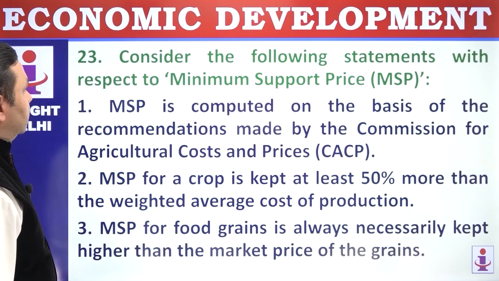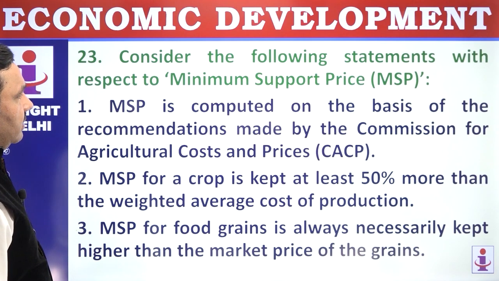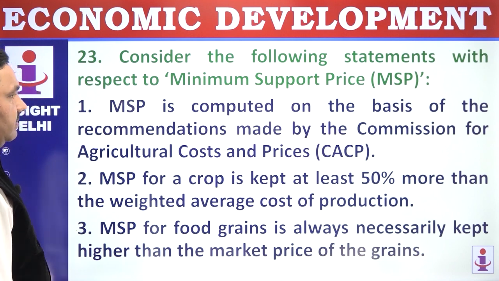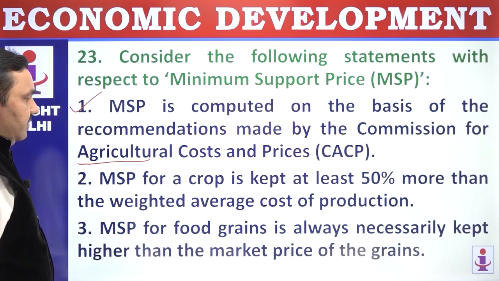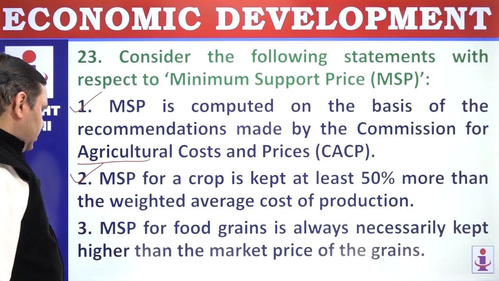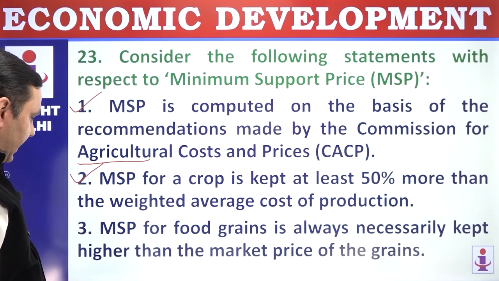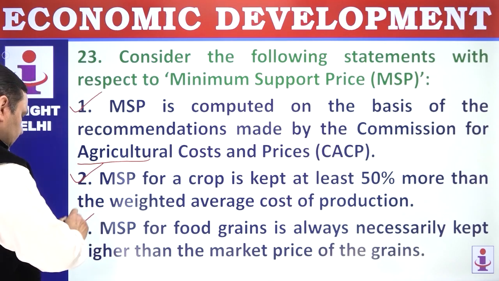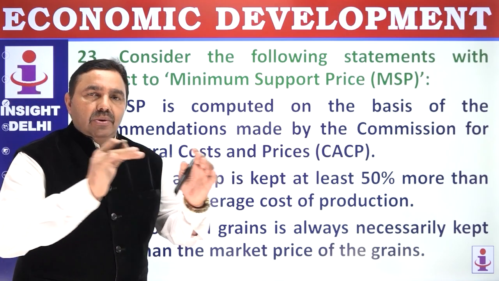Consider the following statements with respect to minimum support price. MSP is computed on the basis of recommendations by CACP. That's correct. MSP for a crop is capped at least 50% more than the cost; that's the formula suggested by the Swaminathan committee. MSP for food grains is always necessarily higher. No. It's not higher than market price. MSP is fixed. Market price may be less, maybe more.